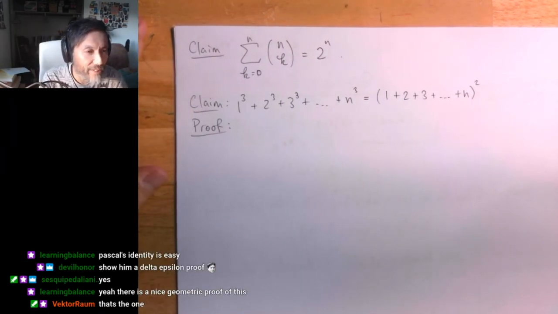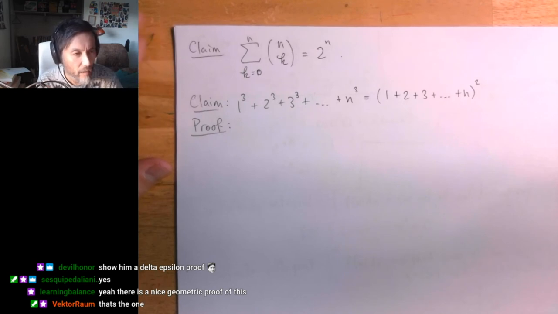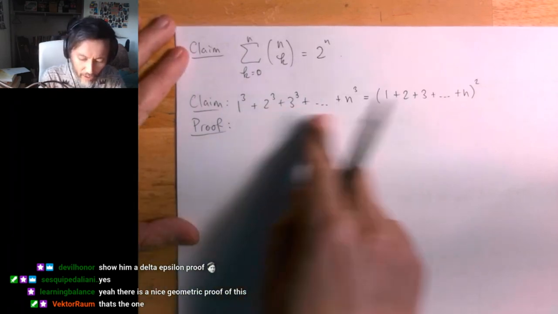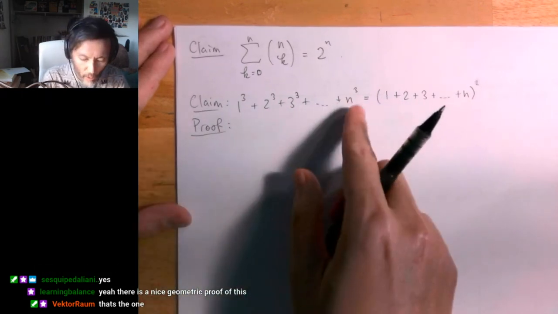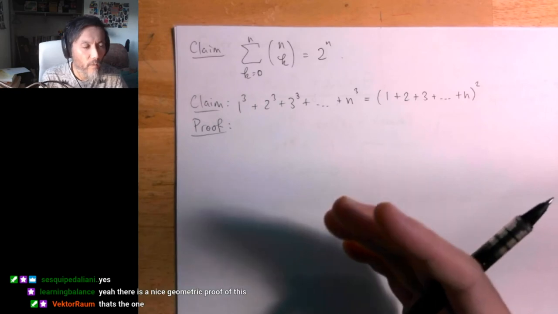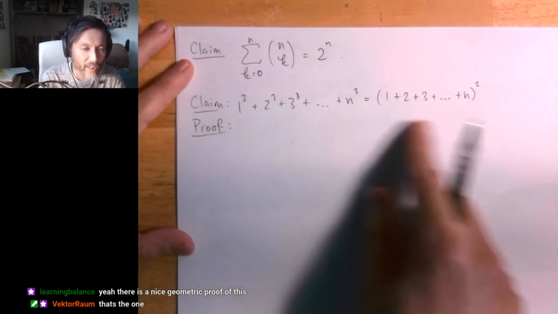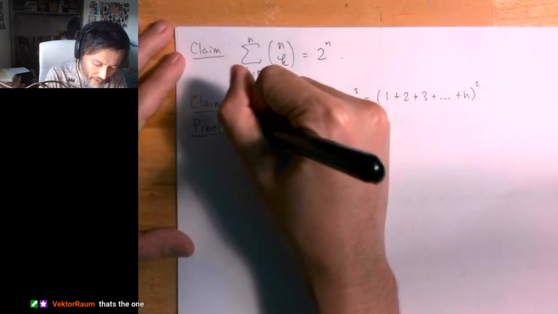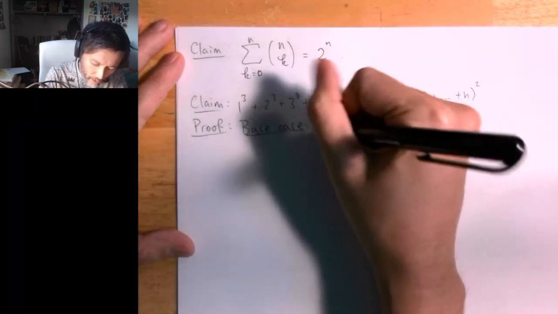So we're going to use a scheme called proof by induction. And the way that you prove statements using proof by induction, particularly statements that involve the natural numbers like this, is to first prove it for some value of n. So in this case, we're going to prove it when n is equal to 1. So that's called the base case. The claim is true.